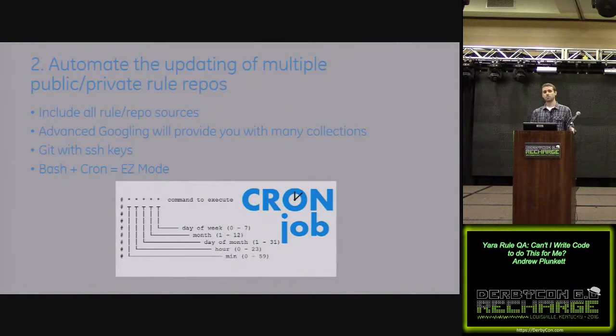You need a way of automating the updating of all your collections of rules. You don't really want to pull repos all the time. It's really simple. Just get a Git account, use SSH keys so that you can automate the pulling of these repos on a daily basis or however you want to do it. Doesn't matter. We pull once a day. And then you use bash and cron. Just use a bash script, put it in your crontab, and pull these repos every day. Super simple. This was the easy part. This took me like 10 minutes. No problem.